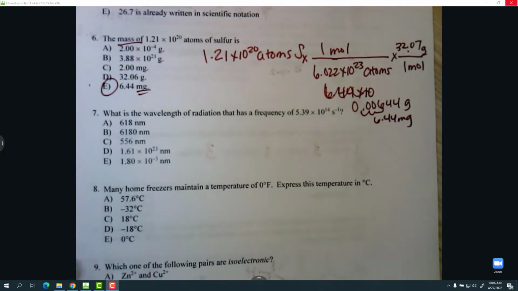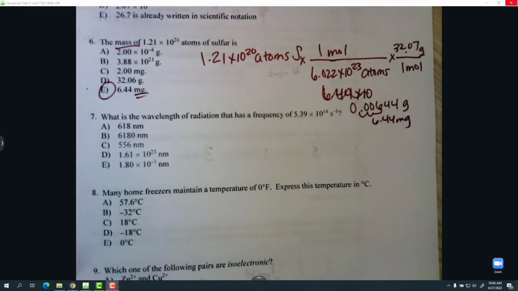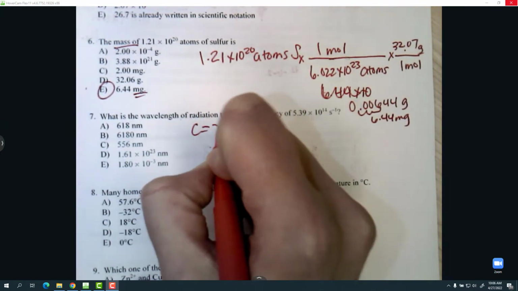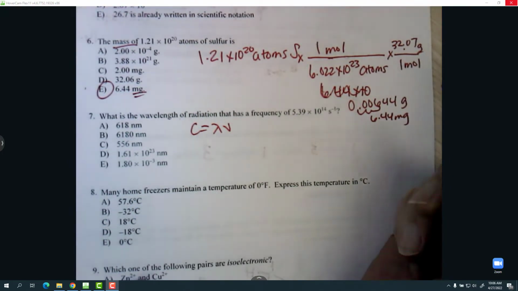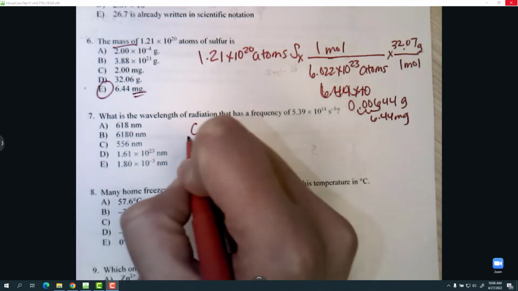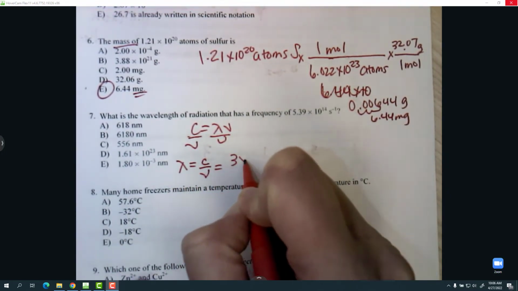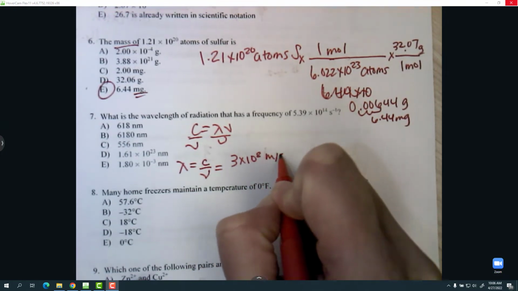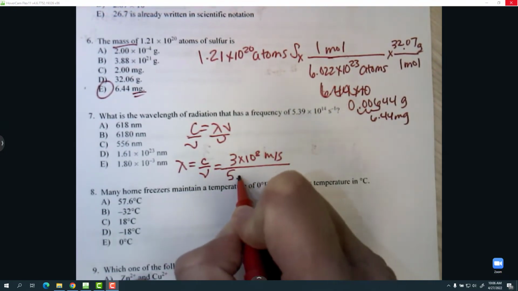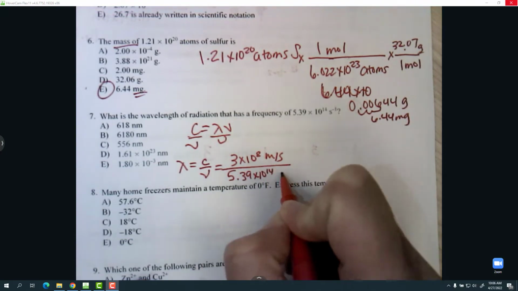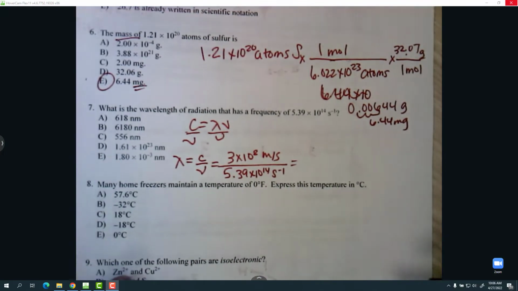All right, what is the wavelength of radiation? Okay, wavelength. So this is c equals lambda nu. I want to solve for wavelength, so I'm going to divide by nu. I need the speed of light, 3 times 10 to the 8th meters per second, and divide it by 5.39 times 10 to the 14th inverse seconds.